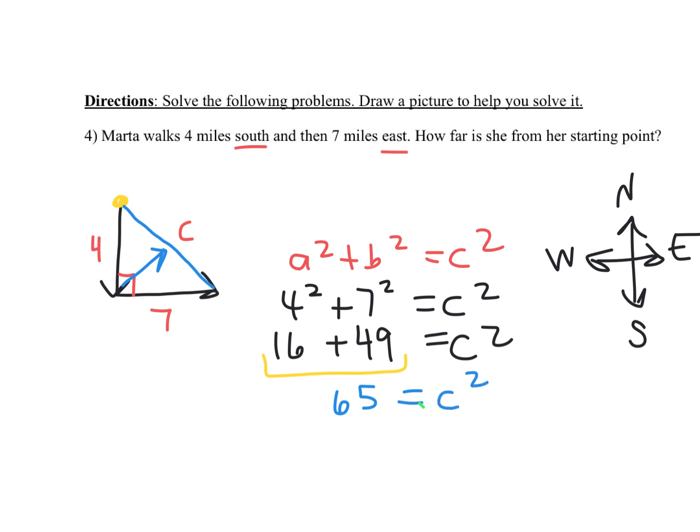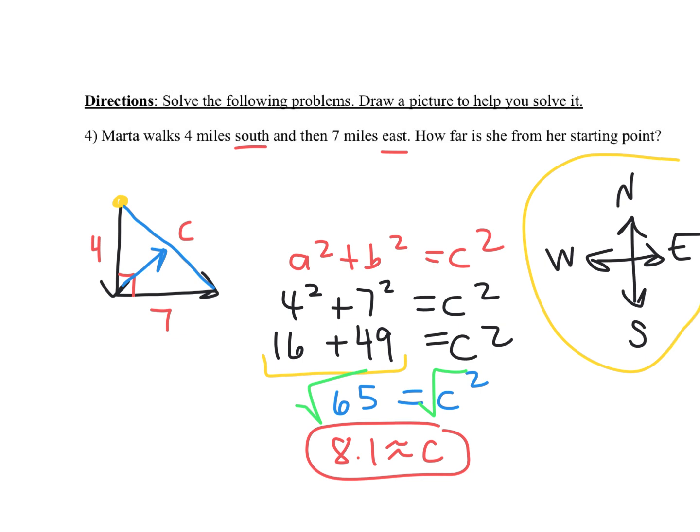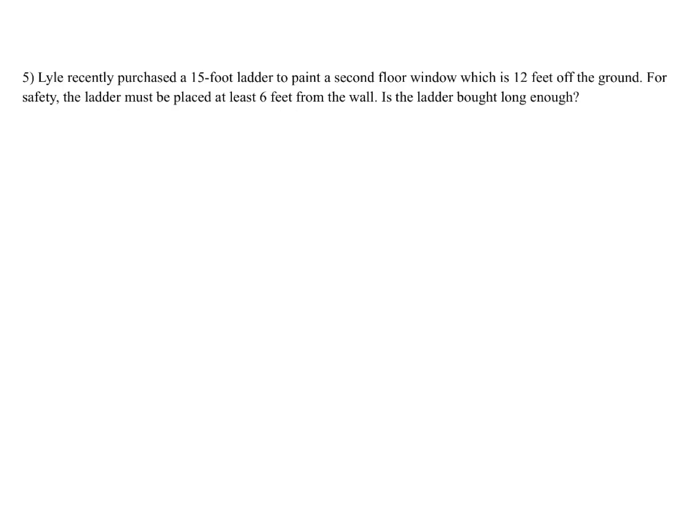And that final step, take the square root to get that C by itself. Then the square root of 65 is approximately, in fact, I should be doing little wavy equal signs, it's approximately 8.1. So she is about 8.1 miles from her starting point. And again, here, the set of directions helps set up that problem. Okay, number 5 is another application problem.